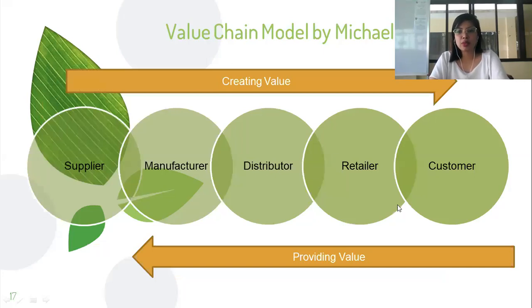so this is a value chain model by Michael Porter. So as you can see here, we have the supplier, and then the manufacturer, we have the distributor, we have the retailer, we have the customer. And then we have the arrows that create value from the supplier going to the customer, and then the customer provides value going back to the supplier. So the supplier, the manufacturer, distributor, and the retailer are the ones creating value for their products, no? And then the customer is the one who provides value for the retailer, distributor, the manufacturer, and the supplier. Okay?